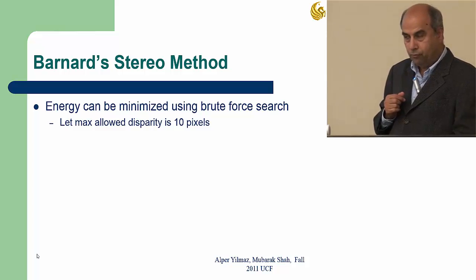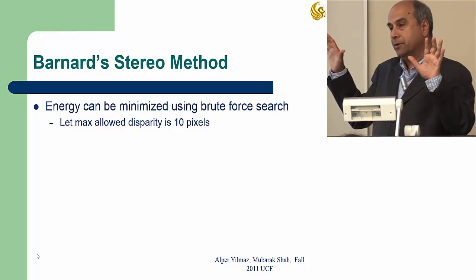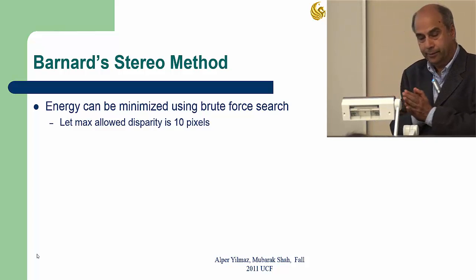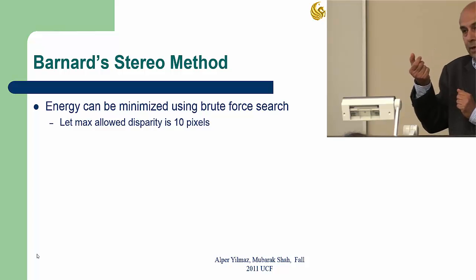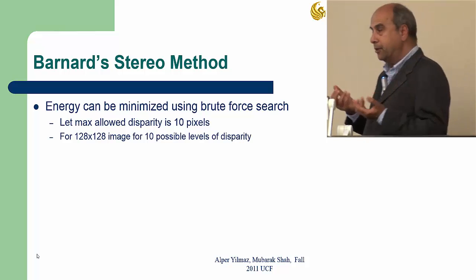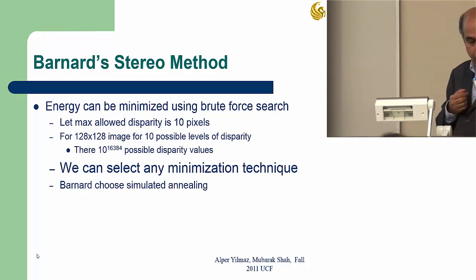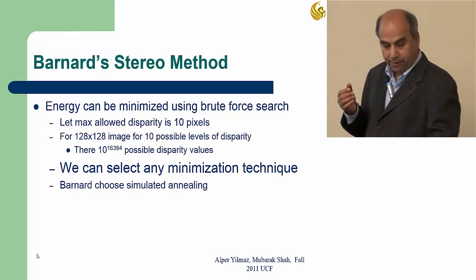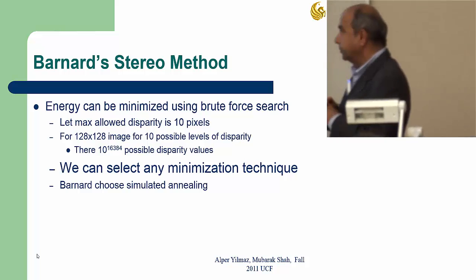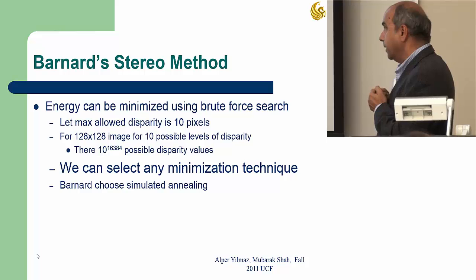Now one way is we can do brute force search. We say, well, given these two images, the maximum disparity range is 10 pixels. So we can look at how good is disparity 1, how good is disparity 2, and so on. If we have a 128 by 128 image and 10 possible disparities, we will have lots of combinations, which is 10 to the power 16,000 possible disparity maps. You have to check what is disparity. So there will be a lot.